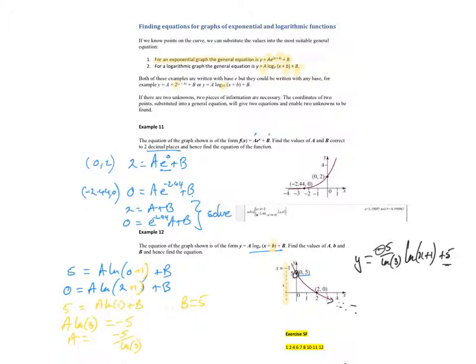Again, very similar process. Put in the unknowns, use the coordinates that you've been given, and then solve either simultaneously or using a bit of algebra. Have a go with 5F.